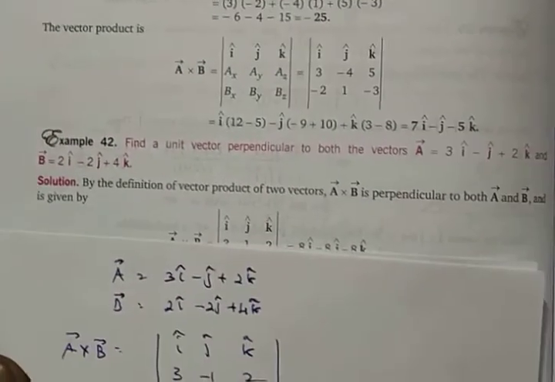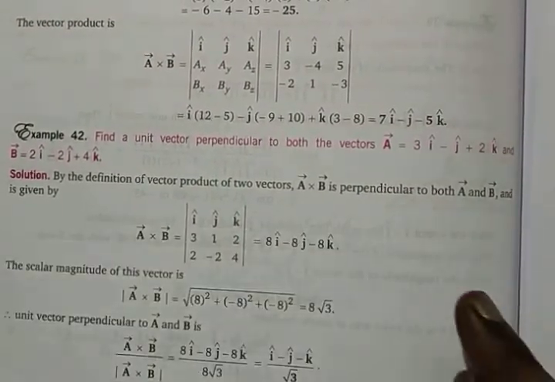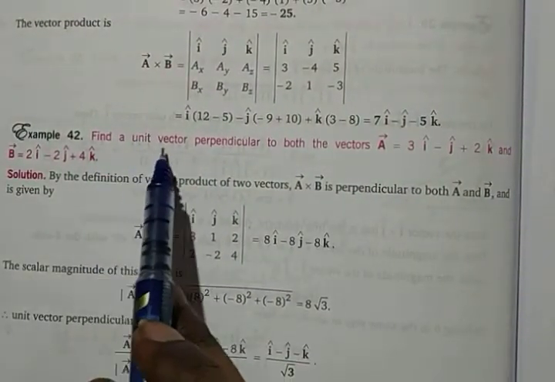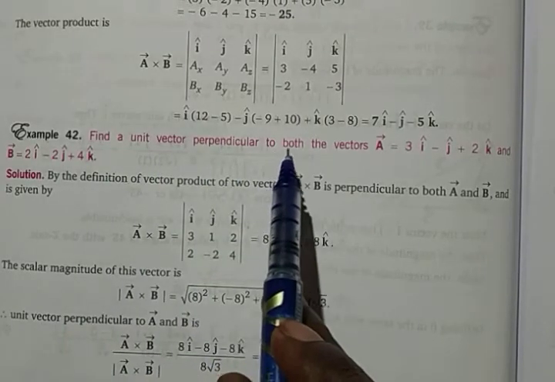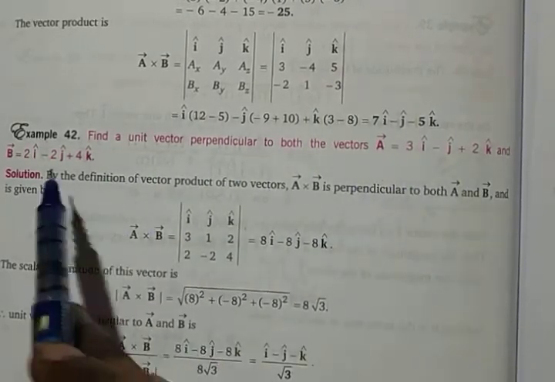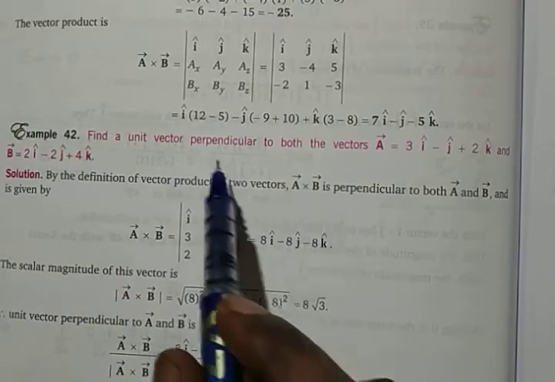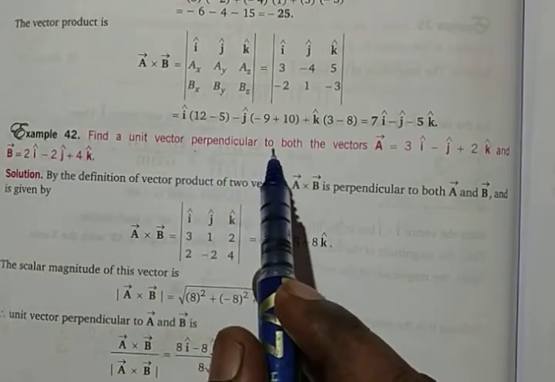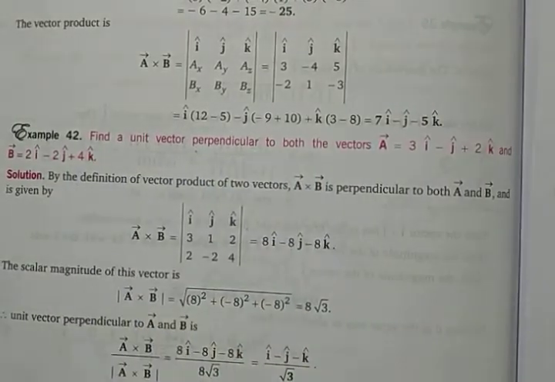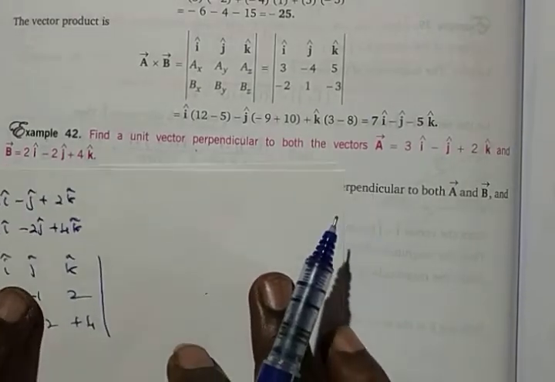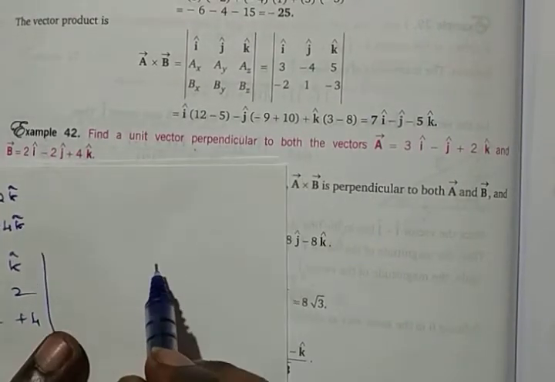And question number 42. It says, find a unit vector perpendicular to both vector A and vector B. So a unit vector perpendicular to A and B, that's what is asked. So how do we find a unit vector perpendicular to A and B?